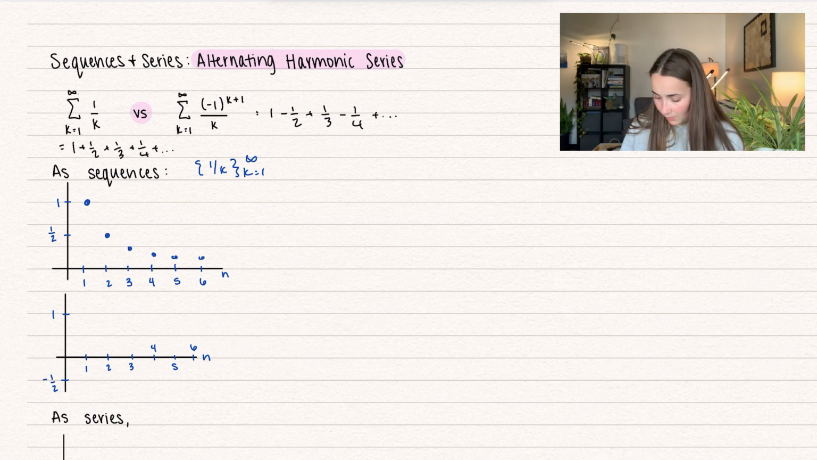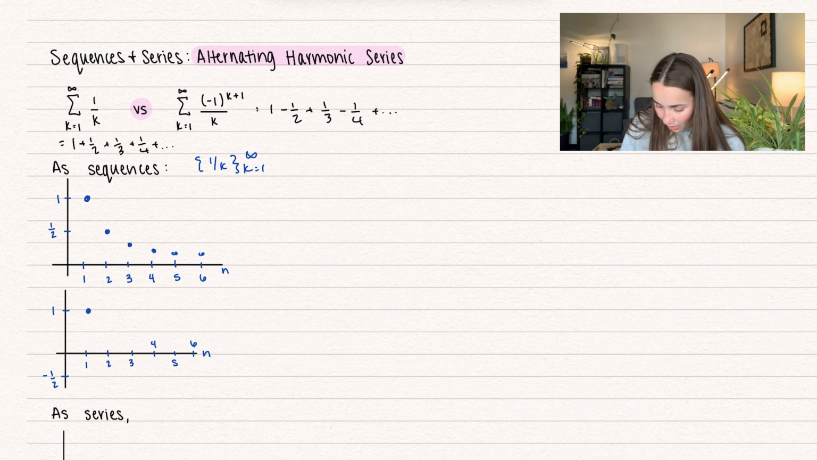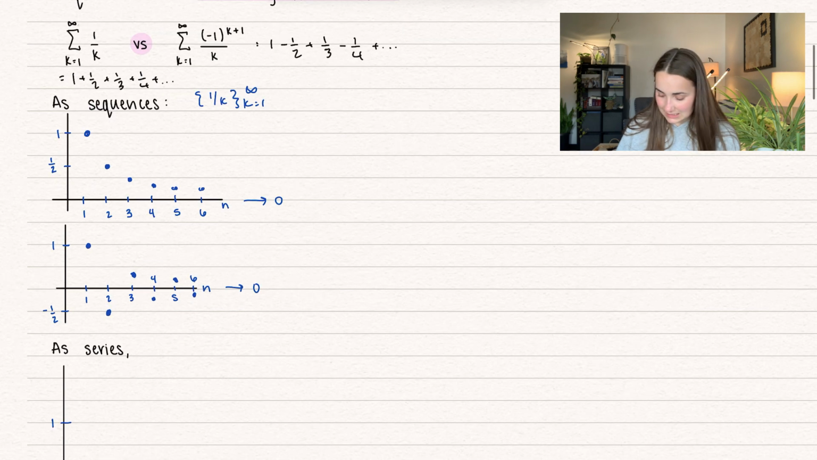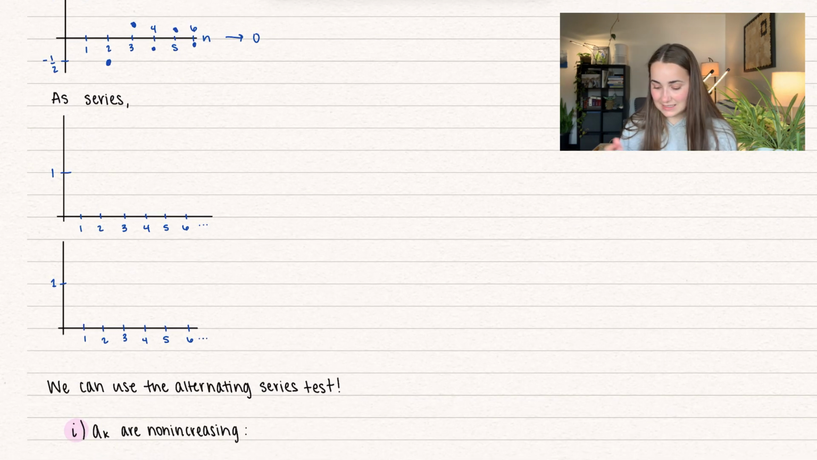The alternating harmonic series looks a bit different. We start at positive 1, and then we go down to negative 1 half, positive 1 third, negative 1 fourth, positive 1 fifth, negative 1 sixth, right? So both of these are converging. They're both converging to 0, right? Both of these going to 0, but that doesn't help us with a series. So let's go ahead and think of this as a series.